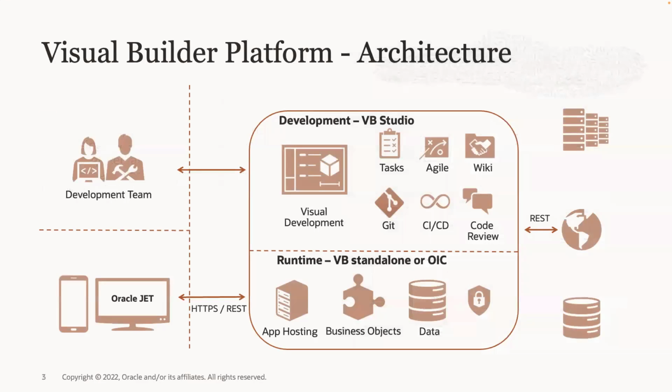This platform basically looks like this. You have the design time area, which is Visual Builder Studio. This is where you get the visual design experience. This is where you have the Git repository, the continuous integration and delivery, the ability to do code reviews, as well as manage the whole development process with tracking tasks, to-dos, features that you want to add, managing agile dashboards, and having a wiki to collaborate. All of this is used by the development team.